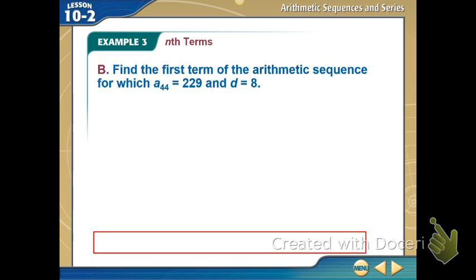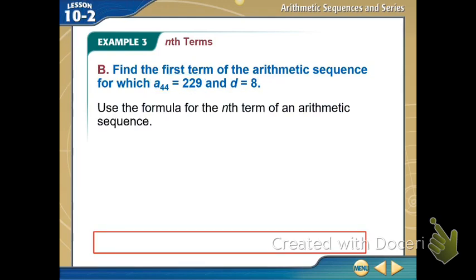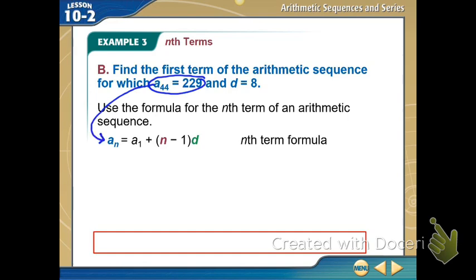Let's find the first term of an arithmetic sequence when they are giving me a term. a sub 44 equals 229 and d equals 8. And this time I'm trying to find the first term, a1. First thing I'm going to do is set up my formula. Then I'm going to plug some stuff in. So for instance, I can plug in a sub 44 equals 229, and I can plug in d equals 8. I also know n. In this case, n is 44.